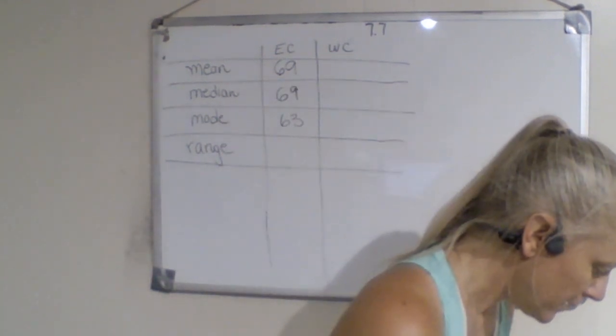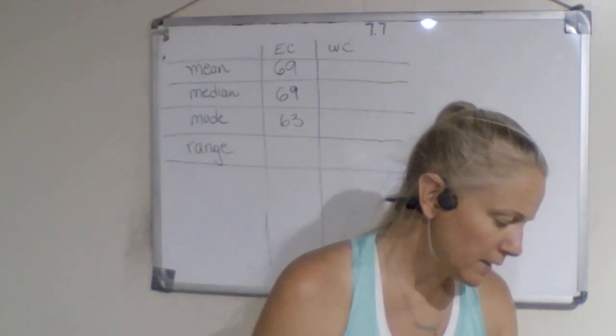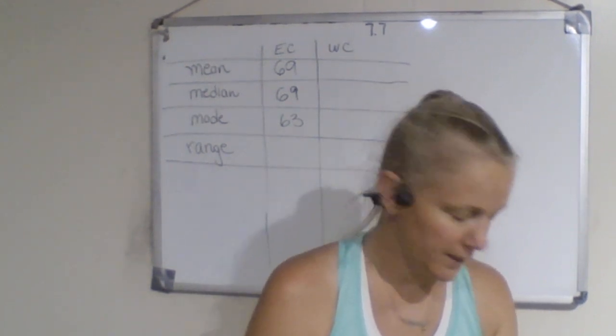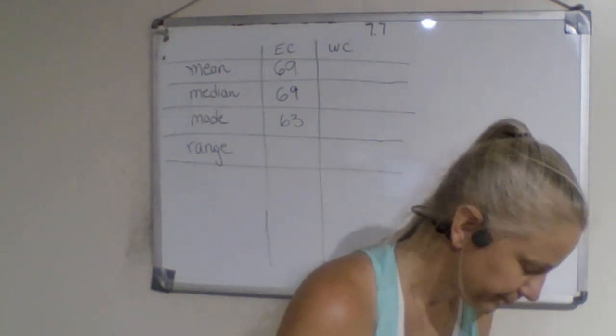It starts at where, it goes to where. So if I look at my thing, there's a very easy way to find the range. The smallest number is 46. The biggest number is 100. 100 minus 46, my range would be 54, right?